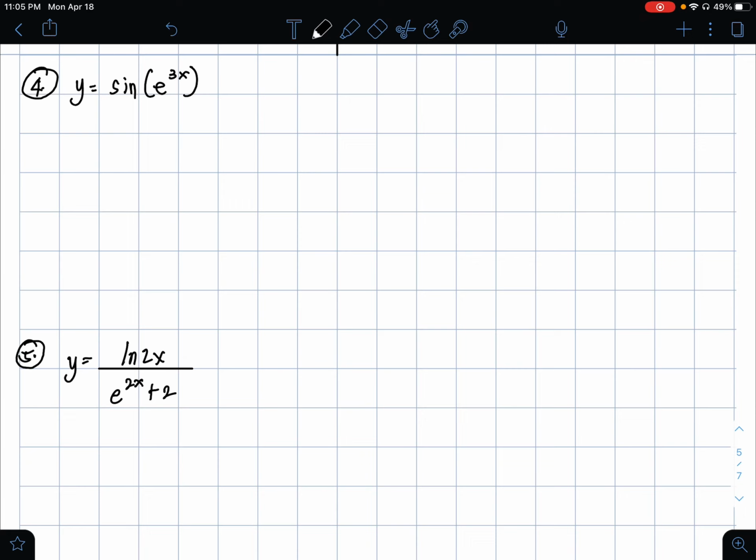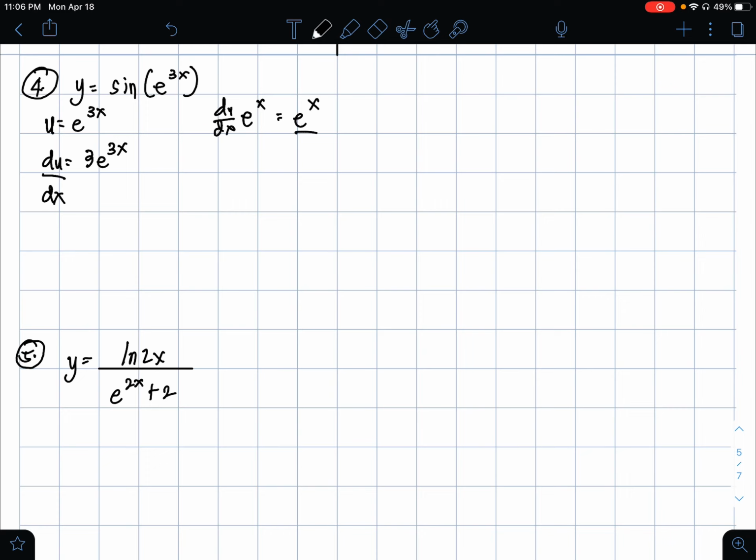Pero para mas dali na to mas solve, ano yun nato siya? Yun natin is e3x du sa derivative sa e3x is 3e3x, right? So, di ba, derivative sa ex. Derivative sa ex class is ex.